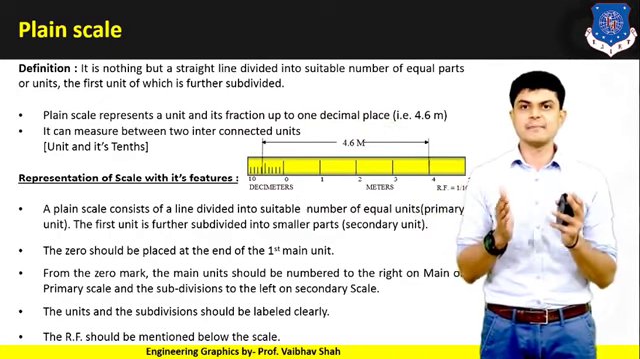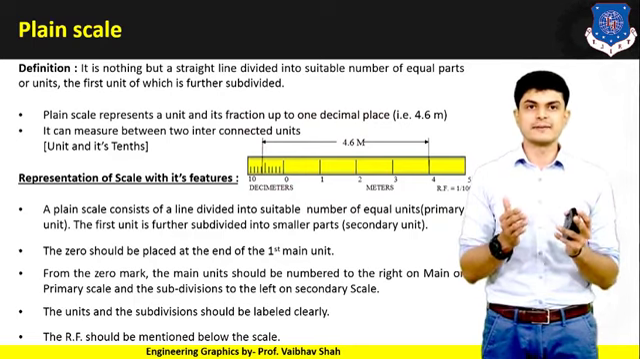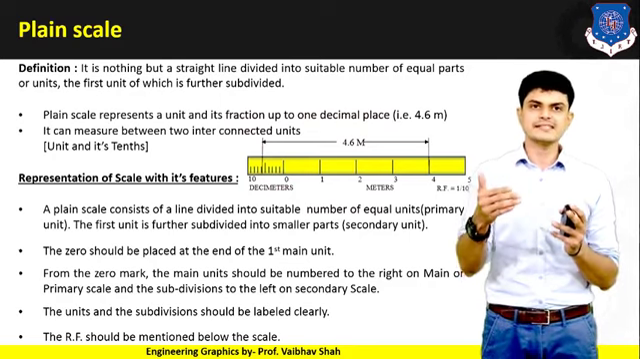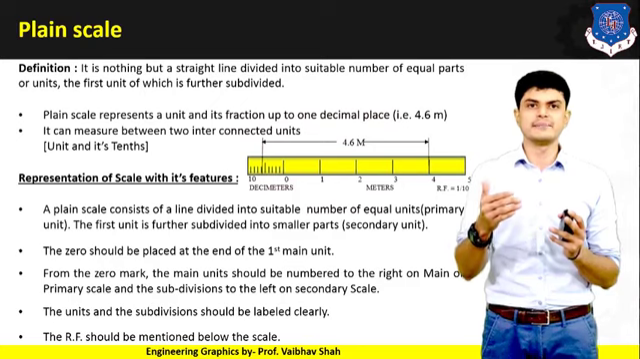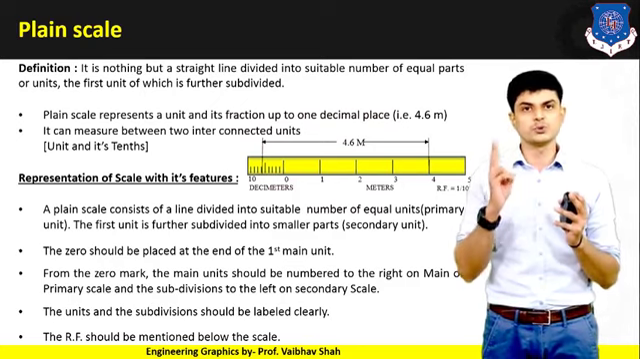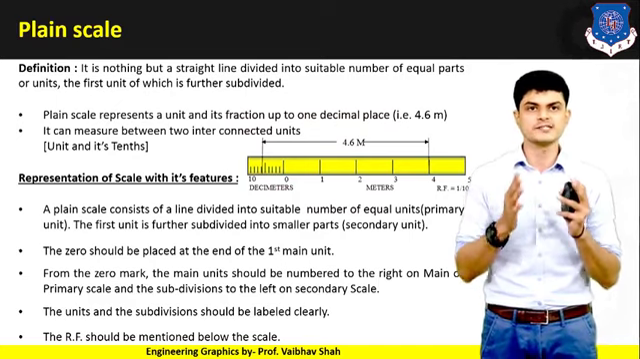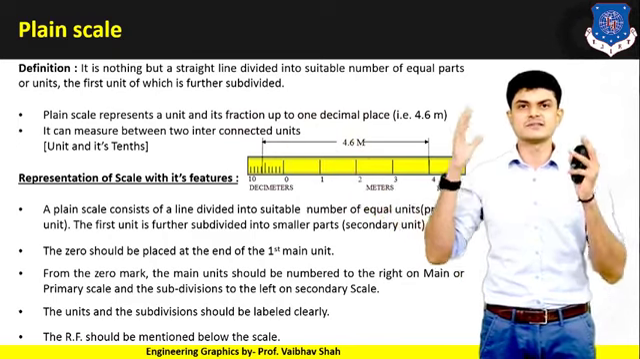Next, it can measure between two interconnected units. That's also correct. That means you can measure by your ordinary centimeter scale, centimeter and millimeter. You can't go ahead and measure a third unit in this same scale. So you can measure only two interconnected units by use of this scale. You can't measure more than 2 units by this scale. So you can measure a unit and its tenths.